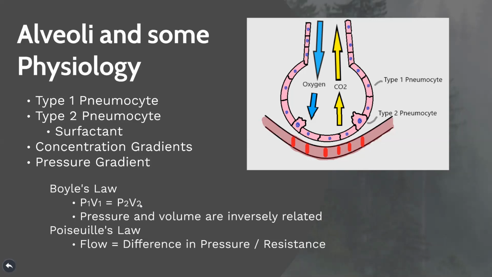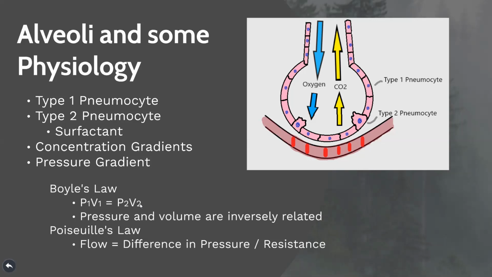And in all of the world, everything goes from a high concentration or high pressure or high temperature to a low something. So it goes from the high pressure in the outside external world into the low pressure in our lungs. And that's how that gas exchange works.